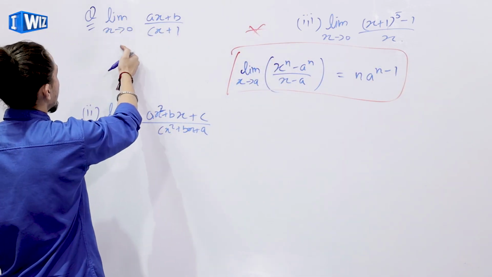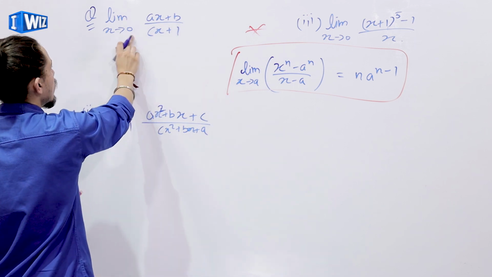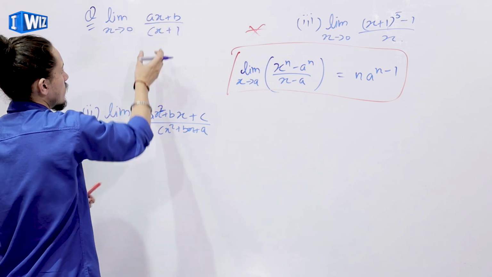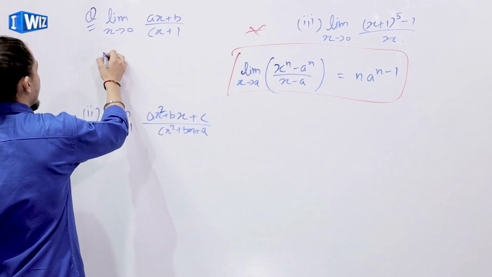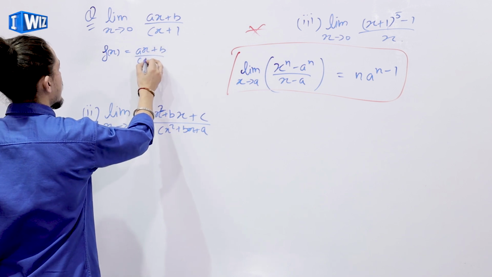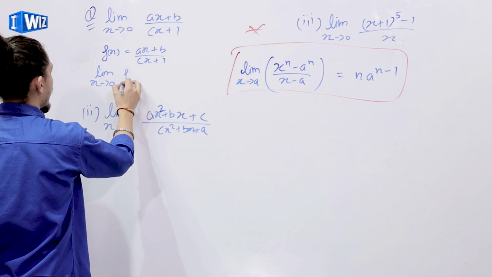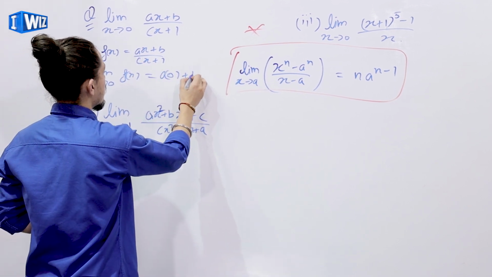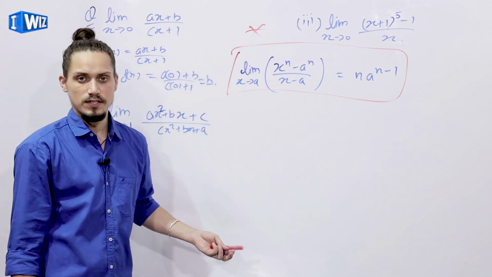So first one is limit x approaches 0, (ax plus b) upon (cx plus 1). If we put the value x equal to 0 in this case, I'll get (a into 0 plus b) upon (c into 0 plus 1). It will not lead to 0 by 0 form, so I can write f(x) is equal to (ax plus b) upon (cx plus 1). So limit x approaches 0, f(x) will be equal to (a into 0 plus b) upon (c into 0 plus 1), which is equal to b. As the result.